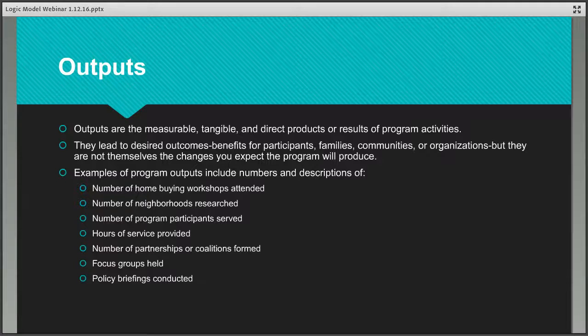So some of the examples of program outputs will include numbers and descriptions using our example of a home buying process of, let's say, the number of home buying workshops attended, the number of neighborhoods researched, the number of program participants served, the number of hours of service provided, partnerships and coalitions formed, focus groups held, and or policy briefings conducted, right? An output statement doesn't reveal really anything about quality. You assess the quality of your outputs in your evaluation.